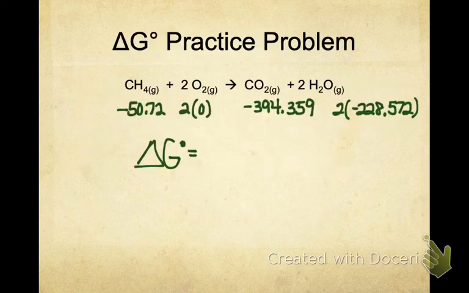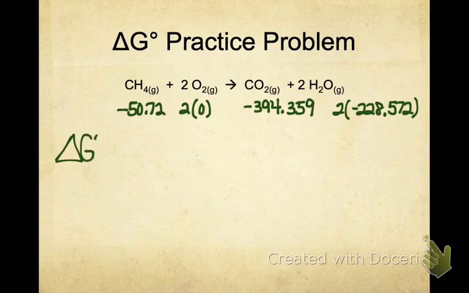Okay, I've looked up all the values. I've written them underneath the molecules that they go with, and now I'm going to calculate delta G. Actually, I want to move that over a little to give me some room. So delta G, and that little degree sign means it's standard state, just like we talked about with S and H. I'm going to put my products first, and then my reactants. We're setting it up exactly like we would set up the summations for H and S.